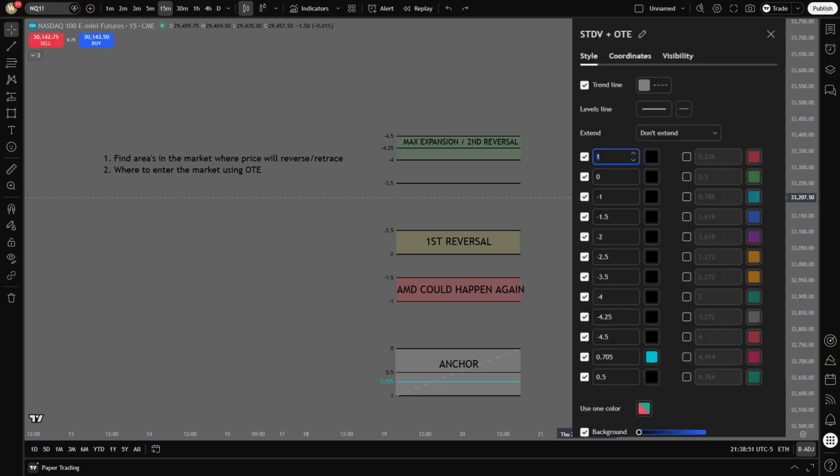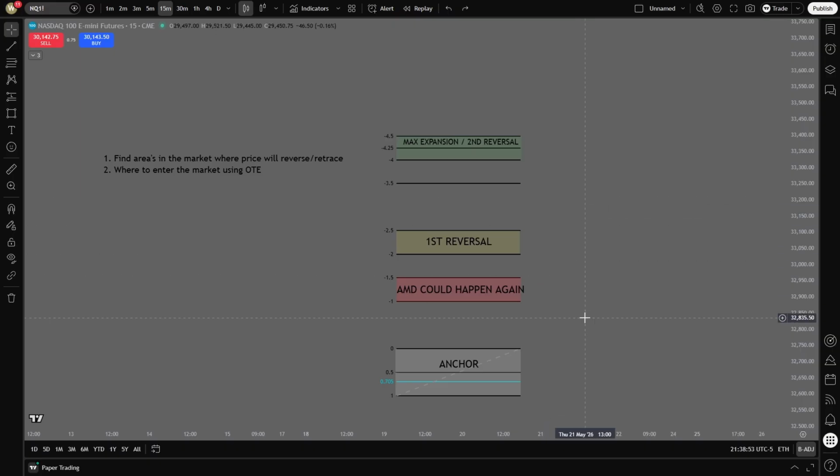I'll put the settings on screen so you can copy that. I marked this first area down here in gray. This is going to be our anchor point. This is what we use to mark the manipulation leg coming out of accumulation and then followed by distribution. So that's what this anchor point's for.